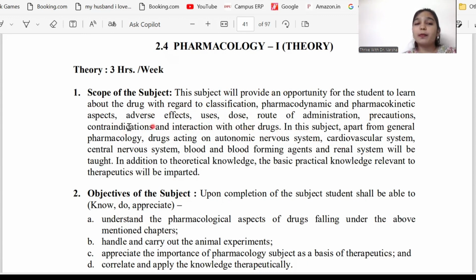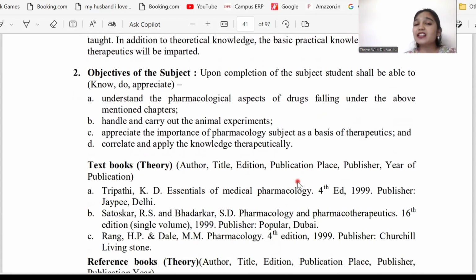And in this subject, apart from general pharmacology, you will learn about drugs acting on various systems. Once you complete this subject, you should be able to understand the pharmacological aspects of those drugs falling under the chapters. Chapters mean whatever diseases and systems are included. You should also be able to handle and carry out animal experiments, appreciate the importance of pharmacology as the basis of therapeutics, and correlate and apply the knowledge therapeutically.